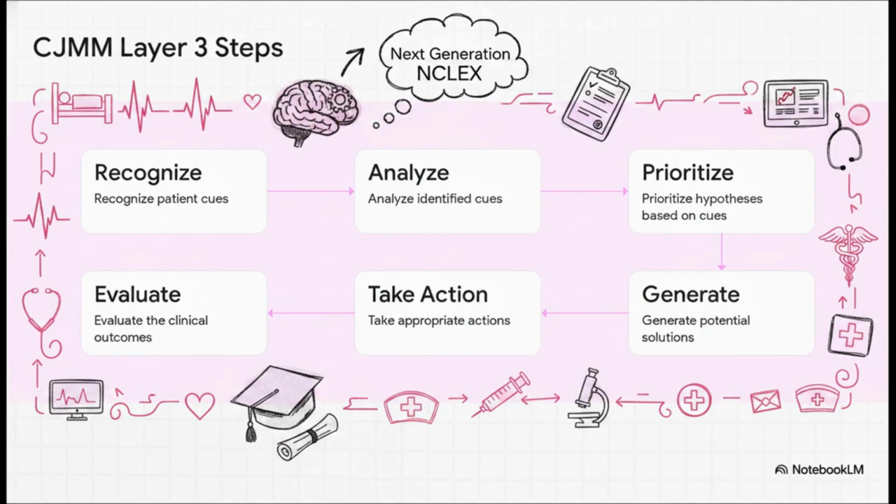Sim2Grow validates its academic rigor by supporting all 6 steps of Layer 3 in the clinical judgment measurement model. It literally forces students to actively recognize and analyze cues, prioritize their hypotheses, generate solutions, take actions, and evaluate outcomes. Plus, using features like Reveal Later brings these unfolding cases to life, which tests true on-the-fly clinical judgment.